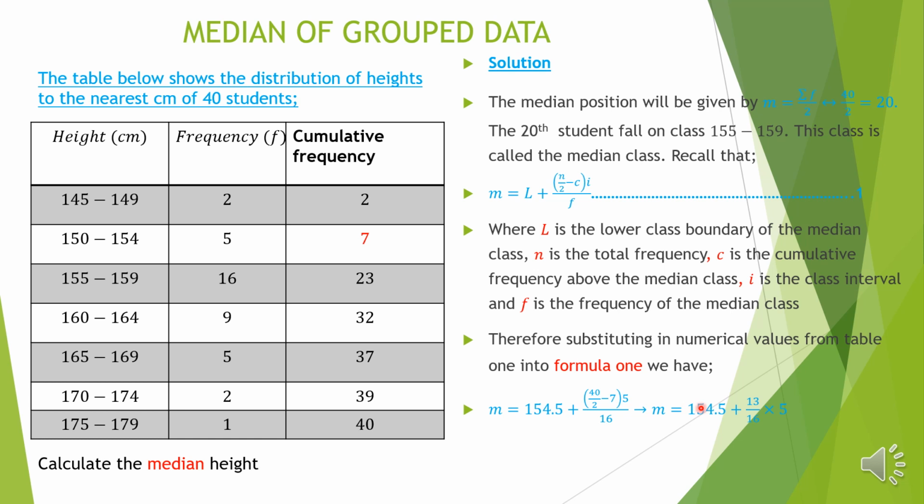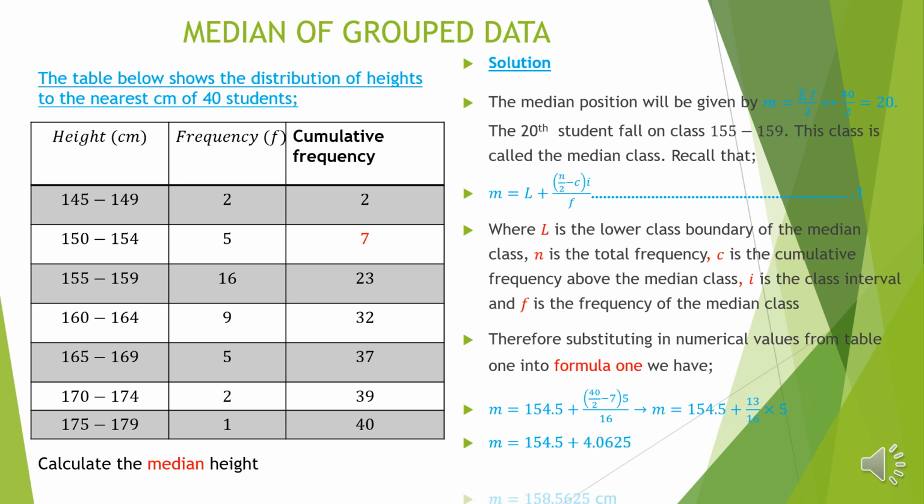Simplifying that, we end up with 154.5 plus 13 over 16 times 5. 13 from here is 40 divided by 2, which is 20, minus 7, you get 13. Simplifying further, we get that M, the median, is 154.5 plus 4.0625. That means if you multiply 13 over 16 times 5, we get 4.0625.